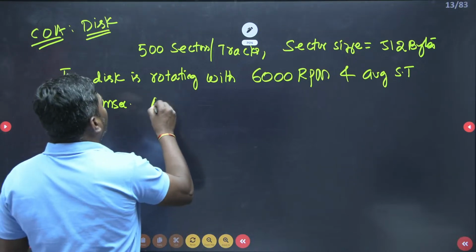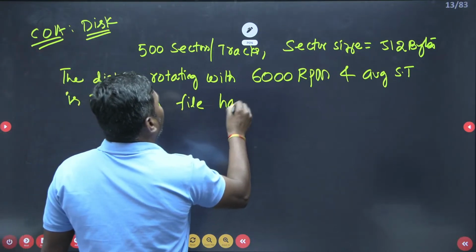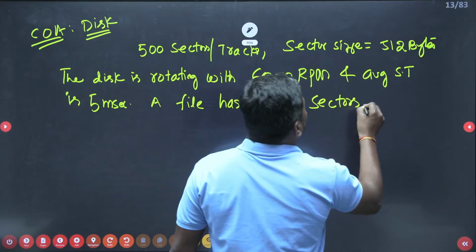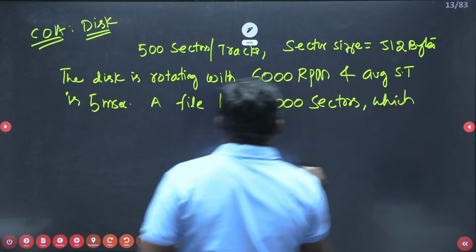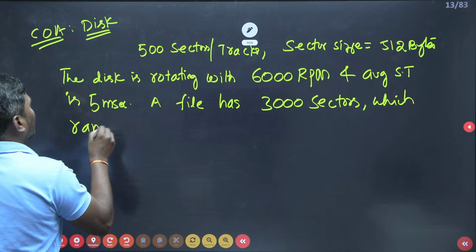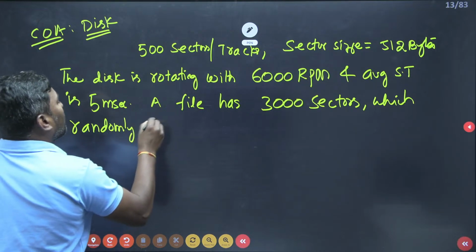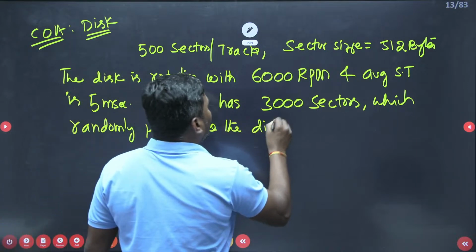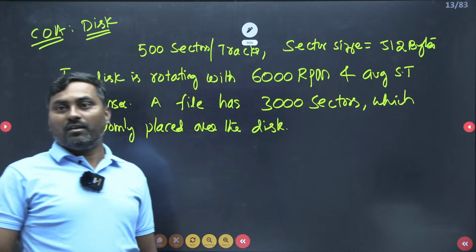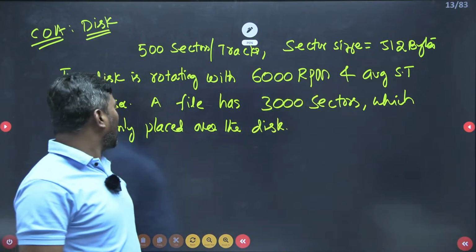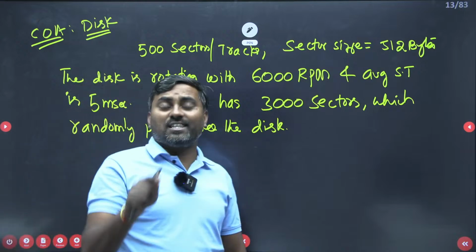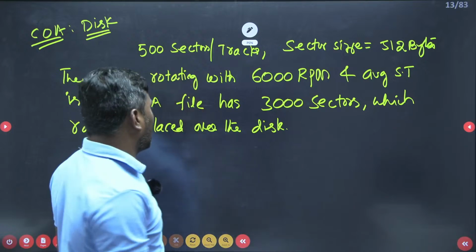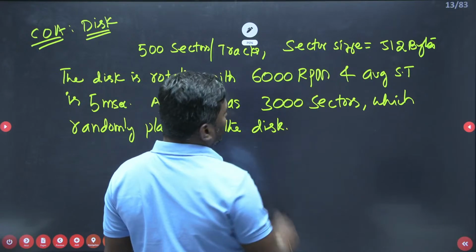Now a file has 3,000 sectors, which are randomly placed over the disk. This information is given. Yes or no? These 3,000 sectors are randomly placed. Such a question I discussed in the class. Sequentially placed, how to access; randomly placed, how to access, I discussed. So now randomly placed, this information is also given.